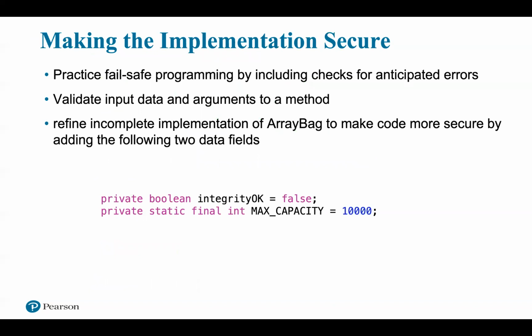There are definitely some implications in terms of security that we want to be thinking about. Practicing fail-safe programming is important. That should include checks for anticipating errors. Validating inputs is important, and redefining incomplete implementations of the array bag makes the code more secure. A method should not return a reference to its class's private data field. This is something that's important. If you have something that's public, that's shareable. If you have something that's private, that's not to be shared. Instead, it should return a reference to a copy of that data field.